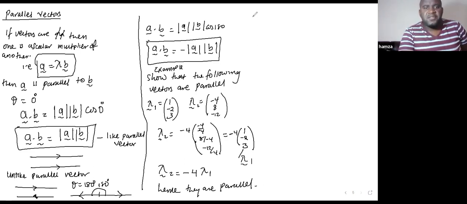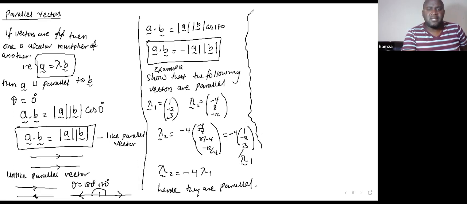Then you try it out for me using the definition of magnitude and dot. Try to prove whether they are parallel and tell me the answer you get.